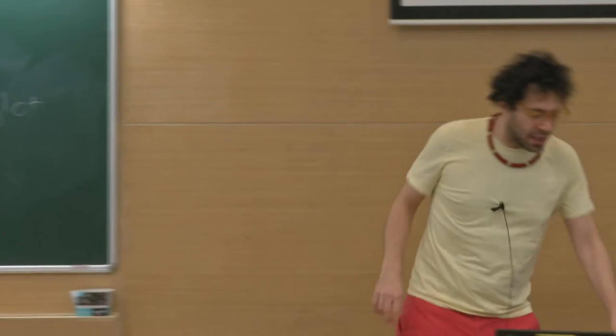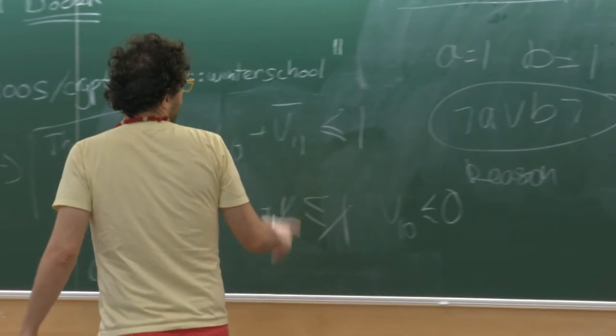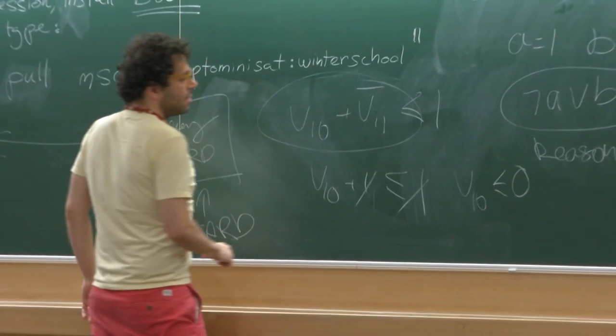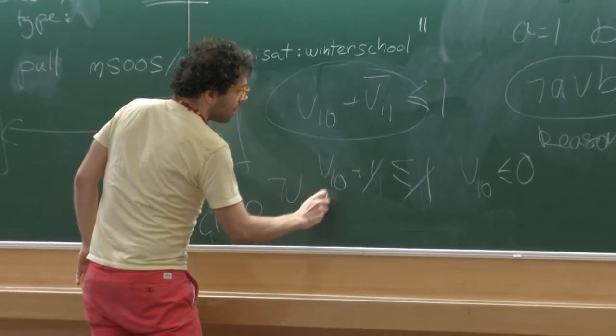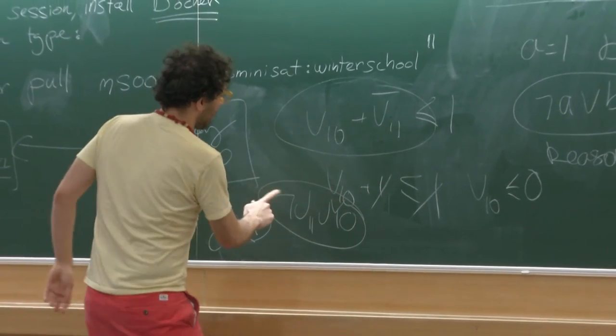That's a new fact that we know. So we're going to say, OK, that's good, we're going to propagate 10 to be 0. Minus 10 is 10 negated, so 10 negated must be 1, which means that 10 is equal to 0. The reason for this is that 11 has been set to false. So the reason clause is, I'm just going to read this out, minus V11 or V10. Or not V10, I know. How does this work? Sorry, the other way around.